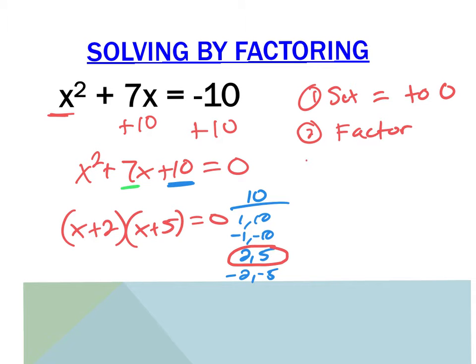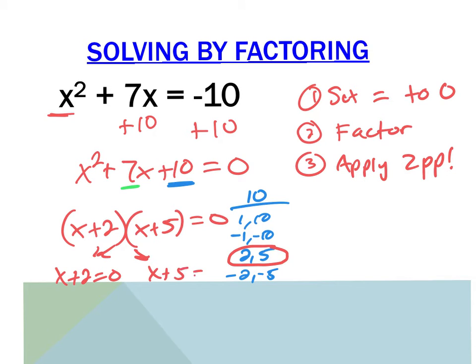But once you've factored, the third step is you're going to apply the zero product property, apply the ZPP. And so what that means is, by the zero product property, you can state that x plus 2 equals 0, or you could state that x plus 5 equals 0. Either way, you're solving both of these.